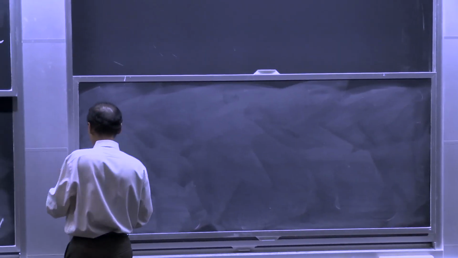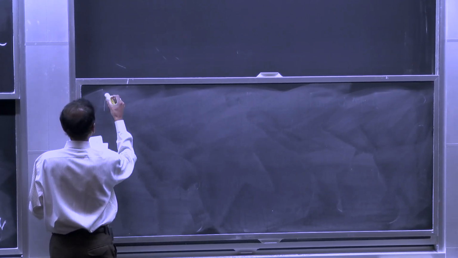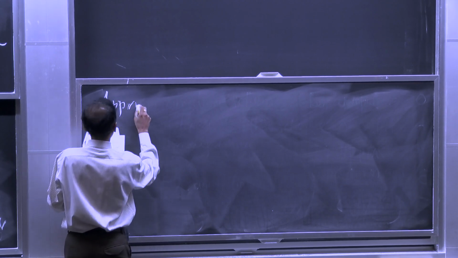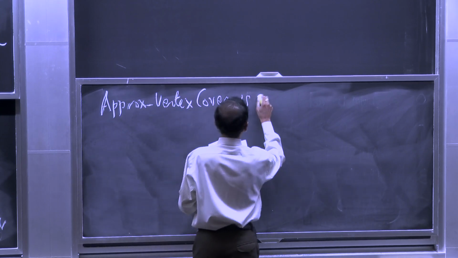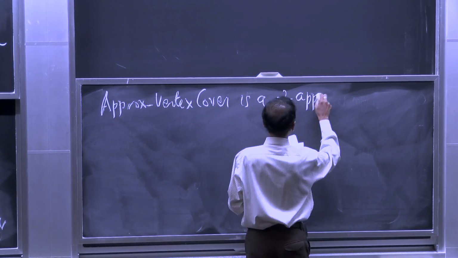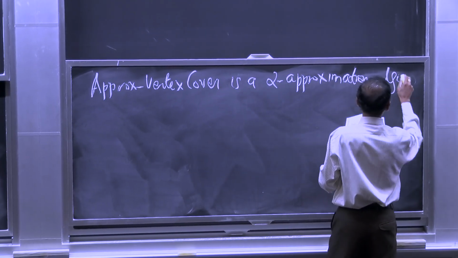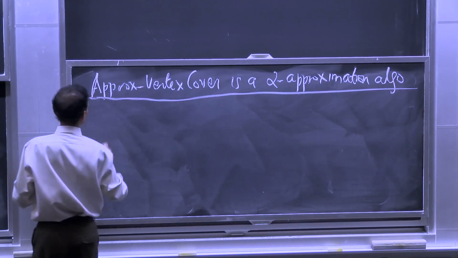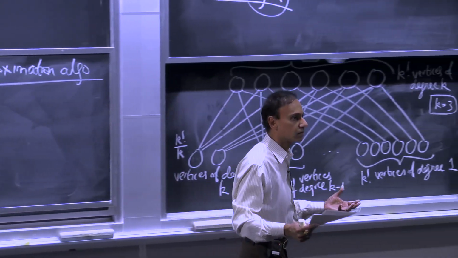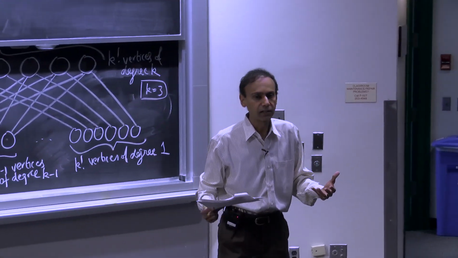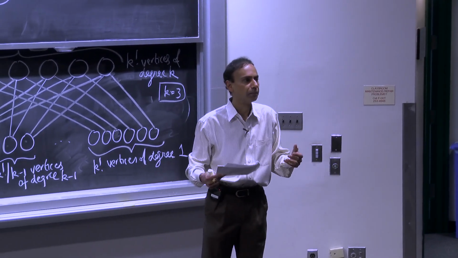So how do we go about proving that? We want to prove, in particular, that approx vertex cover is a 2 approximation algorithm. Right? So any ideas? How would I prove something like this? Where do you think this factor of 2 comes from?